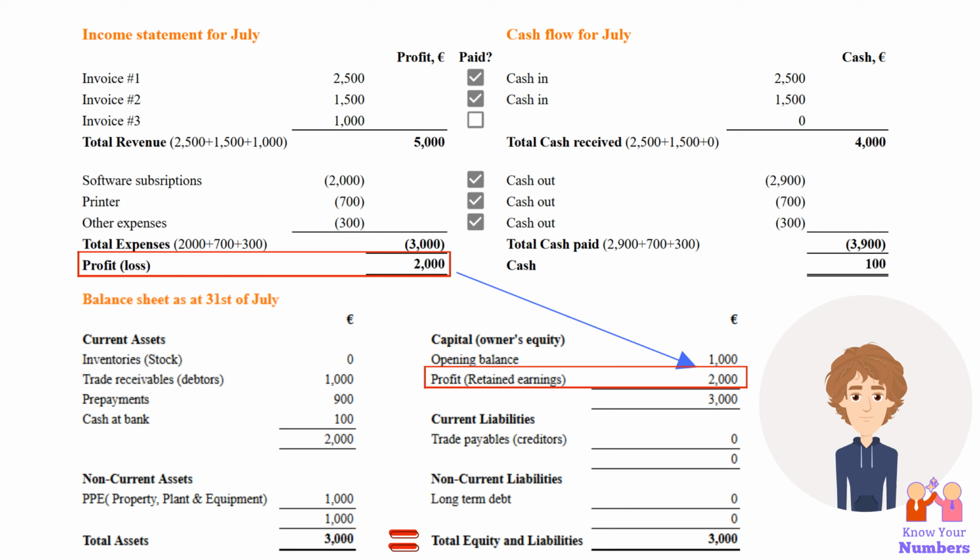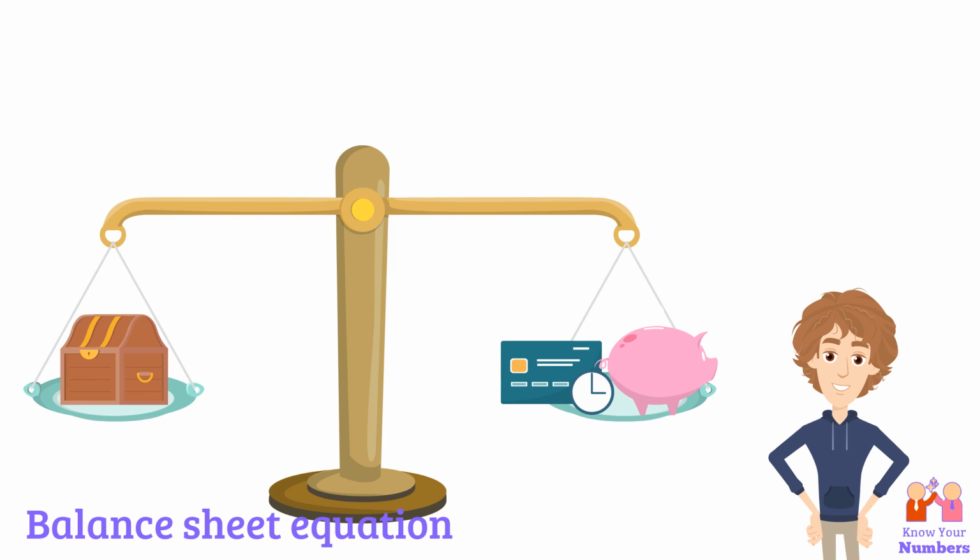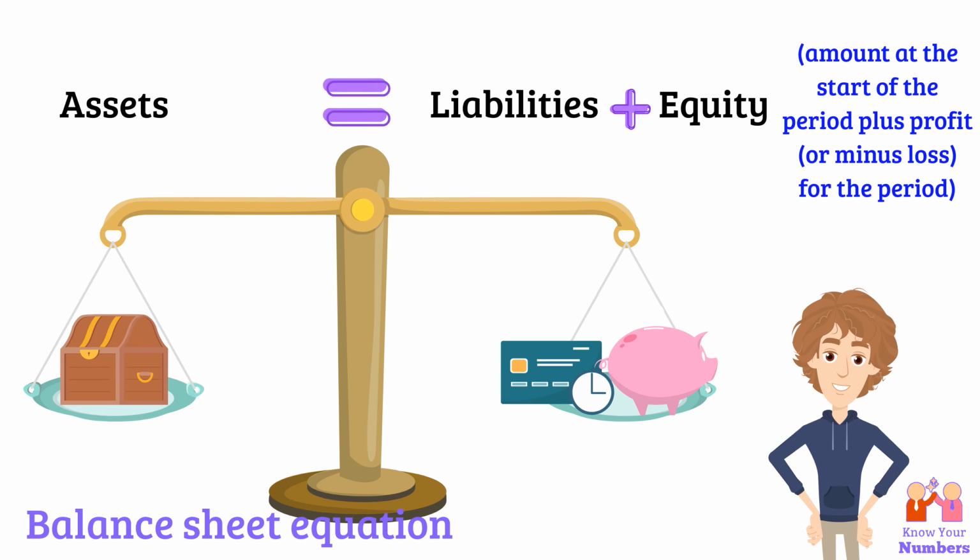That's how the P&L and the balance sheet work together. The P&L shows what happened during the month. The balance sheet shows where you stand at the end of it. So the balance sheet equation can be extended as follows: assets equal liabilities plus equity, amount at the start of the period, plus profit or minus loss for the period.